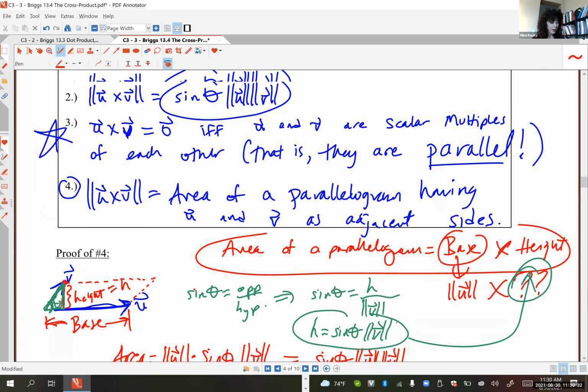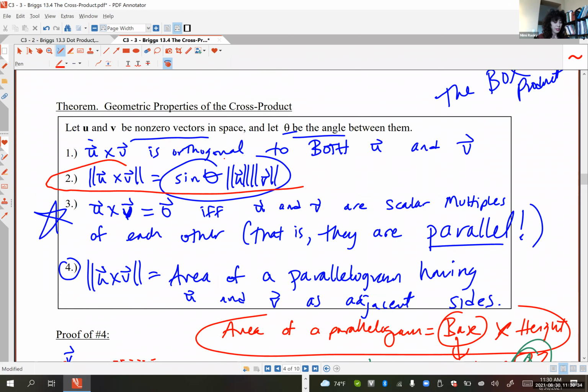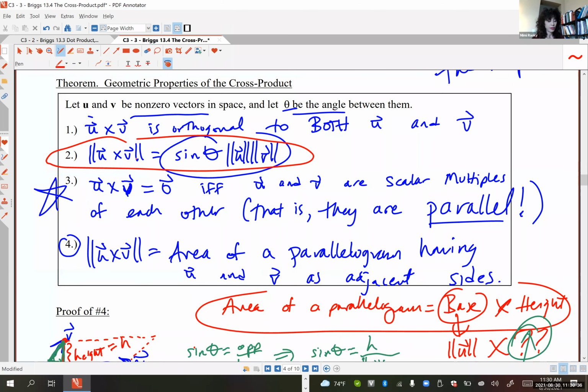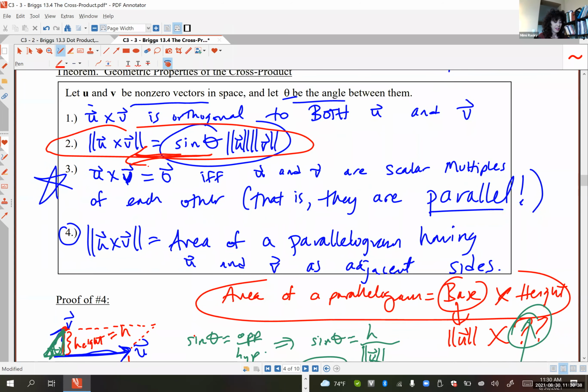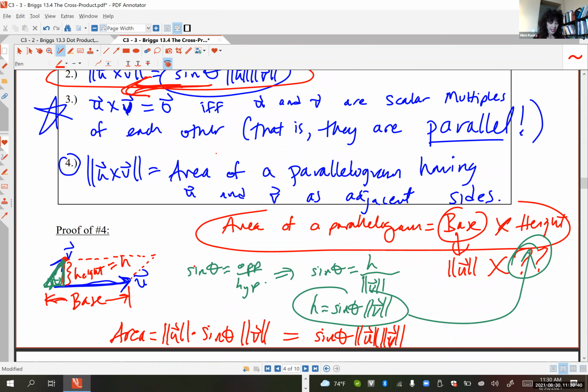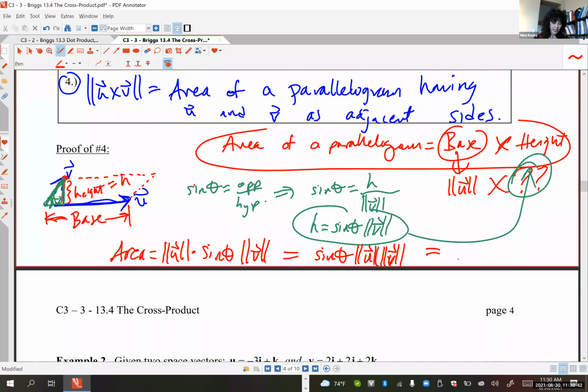Now what? Well, now look at property 2. I'm going to use property 2 backwards, going from right to left, and I'll replace this sine theta times the product of the magnitudes with its equivalent, which is the magnitude of U cross V. Ding, and I'm done with the proof. Yay. So by property 2, we were able to prove property 4.